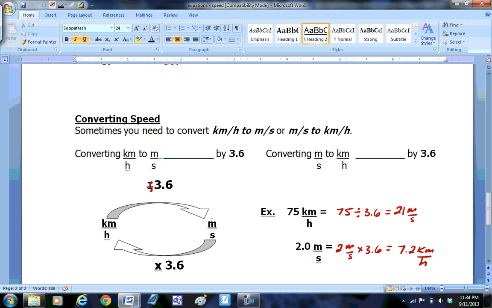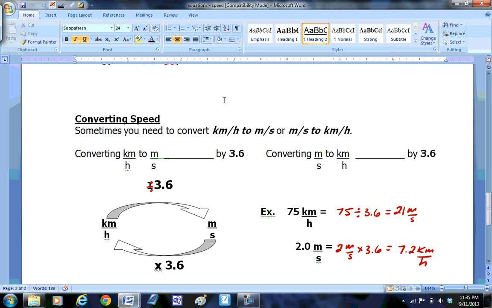So if I'm going from meters per second to kilometers per hour, I multiply. Here's an example. 75 kilometers an hour. If I'm changing to meters per second, so I'm going from here to here, you divide by 3.6. So 75 divided by 3.6 gives me 21 meters per second. And that's it. How about this one? What if I have meters per second and I want to go to kilometers an hour? Well, you go the other way. You multiply by 3.6. We end up here with 3.6 times 2, or 7.2 kilometers an hour.